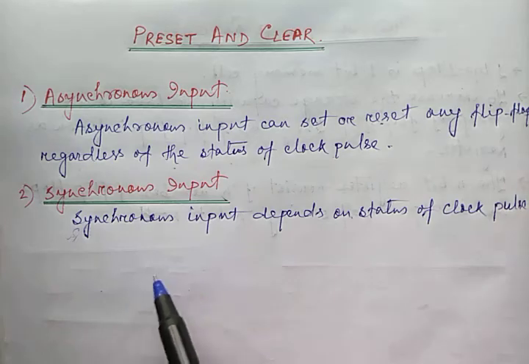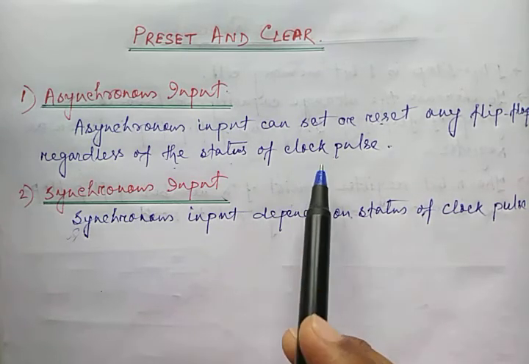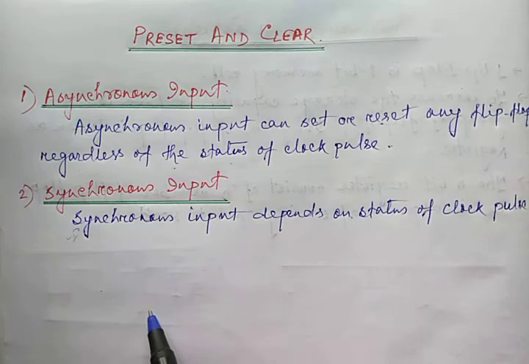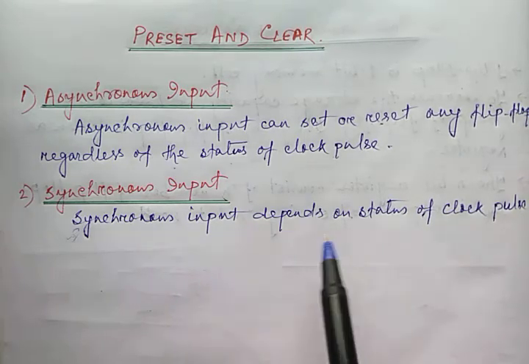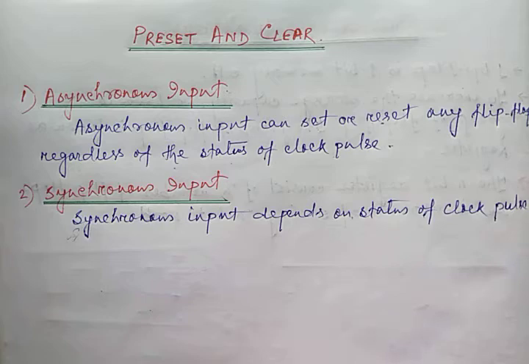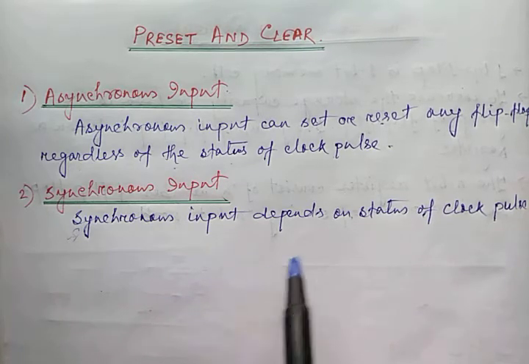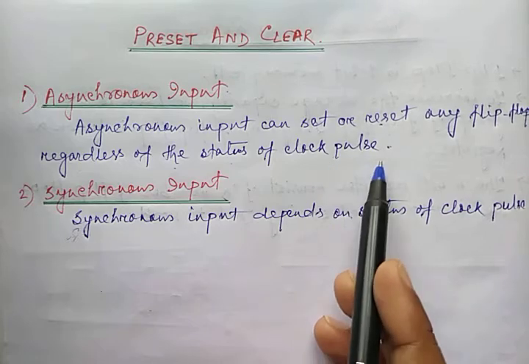We know that the output of a flip-flop can be controlled by the clock pulse. That is, whether the clock pulse is 0 or 1, and whether it is positive triggering or negative triggering, the output of a flip-flop totally depends on it.